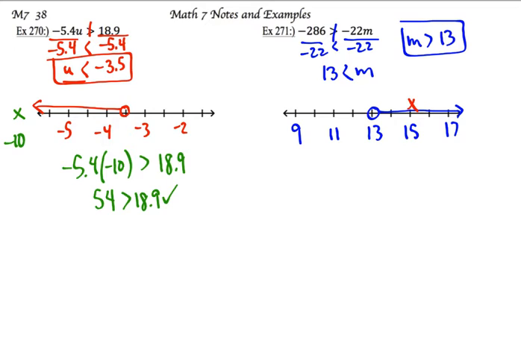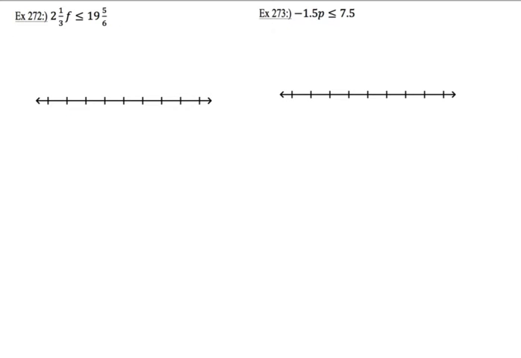Let's try 15. So negative 286 is greater than negative 22 times a positive 15. So negative 22 times 15 is negative 330. So negative 286 is greater than negative 330. That is true. So the answer checks out there.